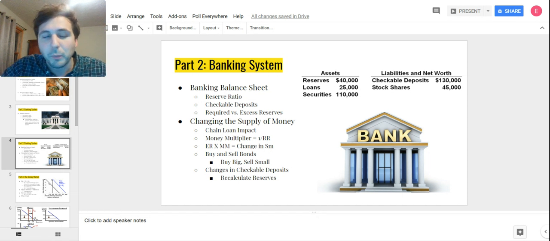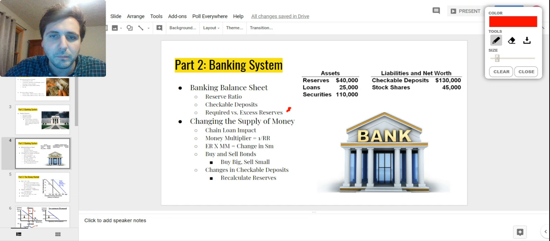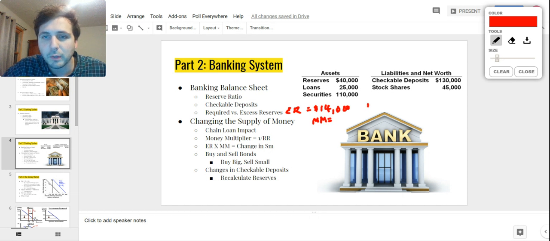There's a really simple way to track that chain loan impact, which is just by calculating the multiplier. You don't have to go through all those stages. So the multiplier is 1 over the reserve ratio. So let me pop this up here. I'm going to make a note that my excess reserves are 14,000. I'm going to make another note that my required reserve ratio is 20%.